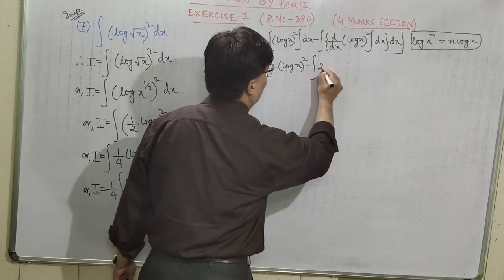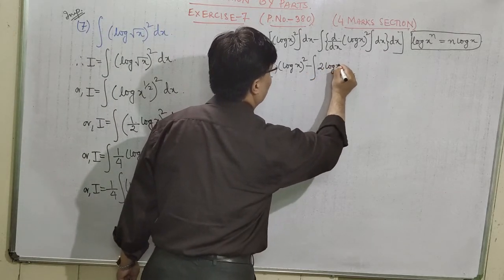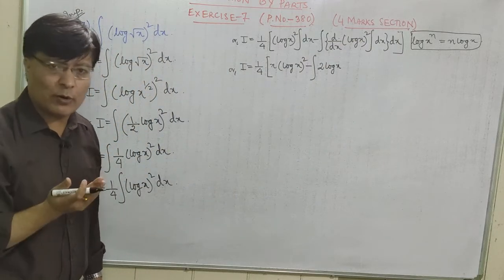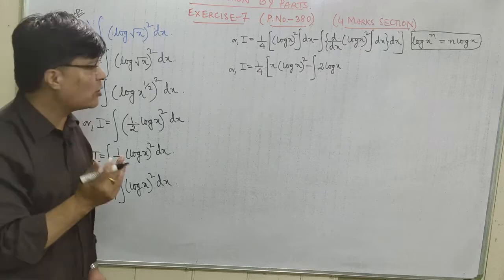So the 2 comes in the front, and this is (log x) whole to the power 2 minus 1. That is, 2 minus 1 is 1. So this is (log x) whole to the power 1. If the power is 1, you don't have to write it. So it is log x.